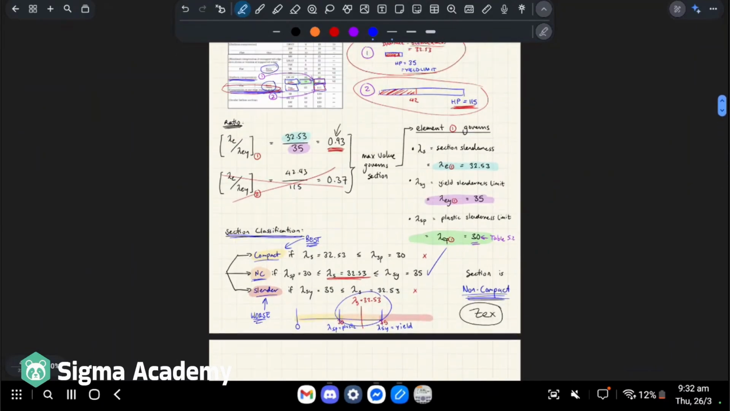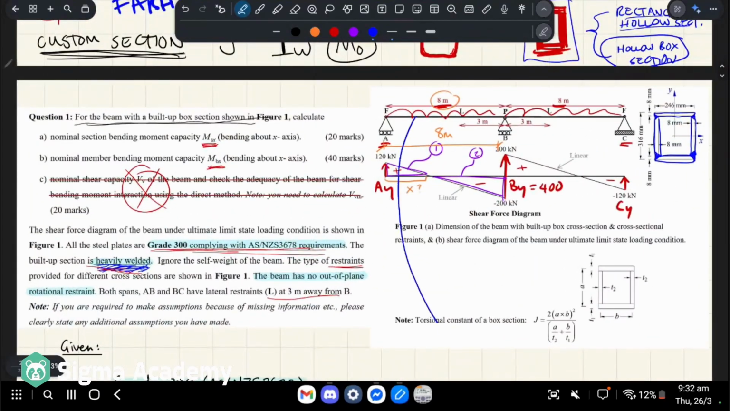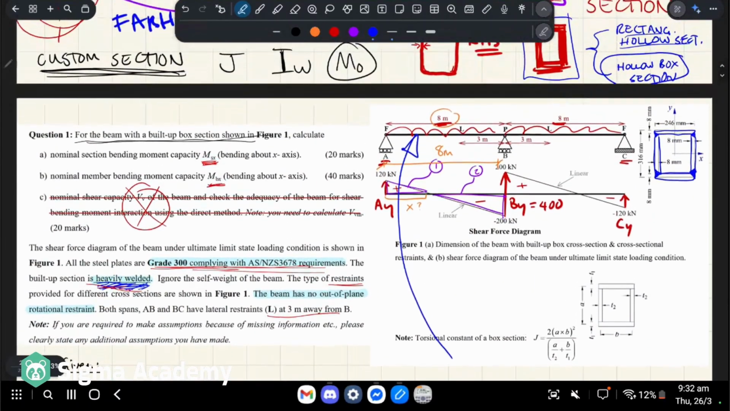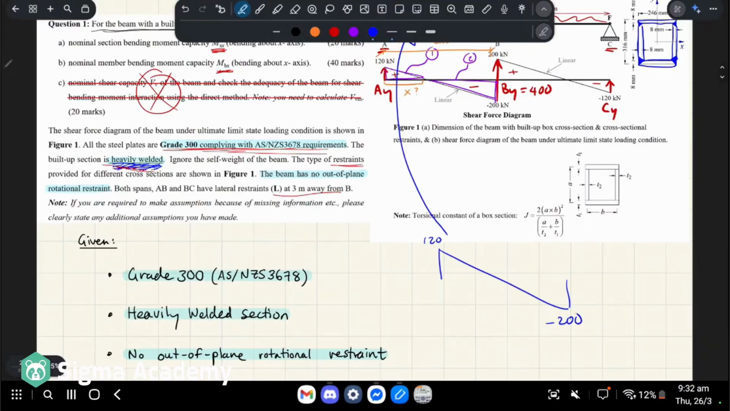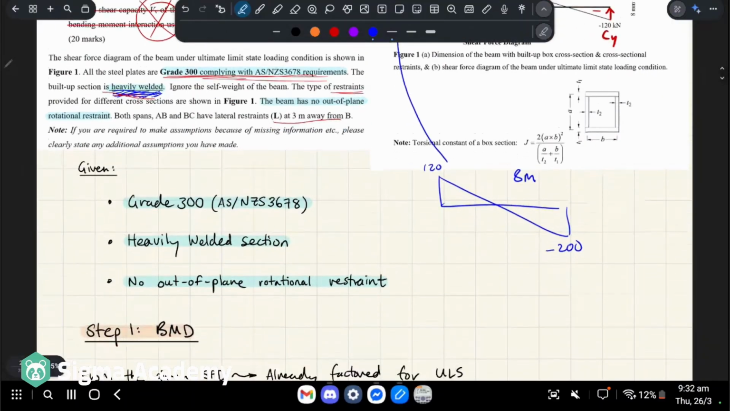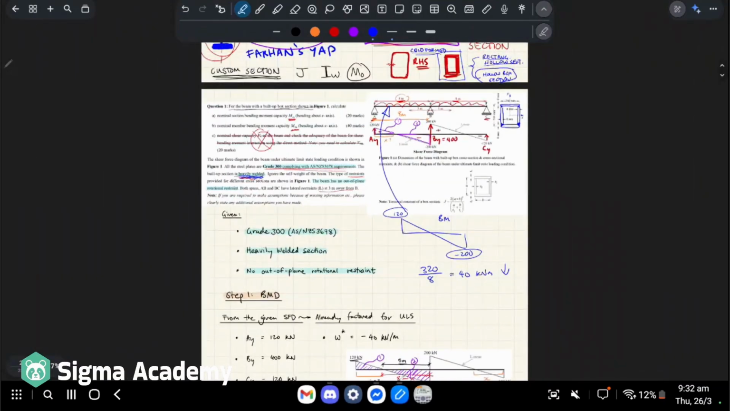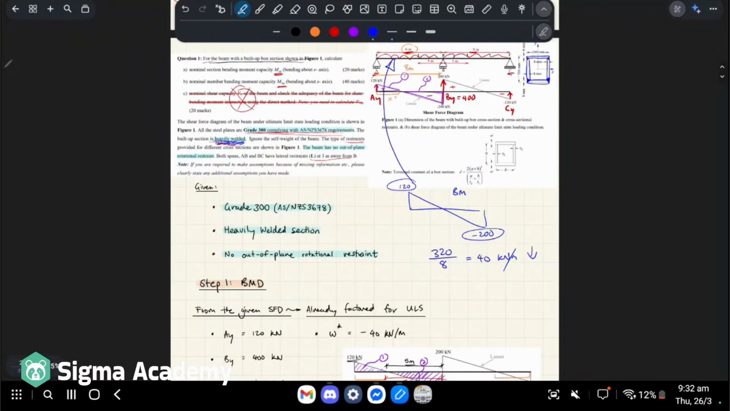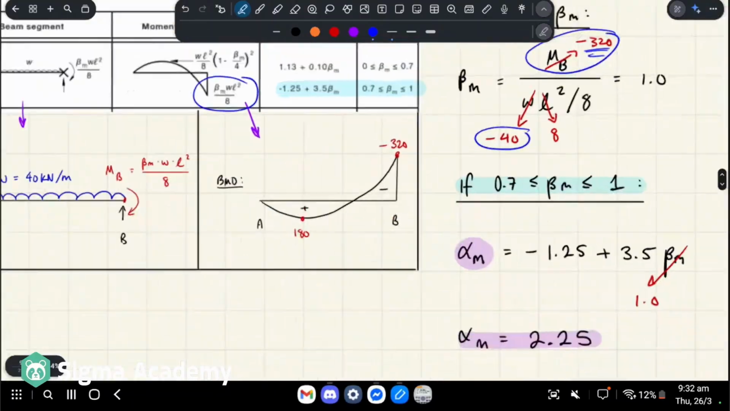Basically, we did kind of have to figure out what the distributed load was in order to use that bit of the table. So this distributed load, how do you find this? We find that our shear force goes from 120 down to negative 200 over 8 meters. Right, and so that total difference is 320 over 8 meters, which gives us 40 kilonewtons per meter. So that is our distributed load, basically. And that's what goes into here.